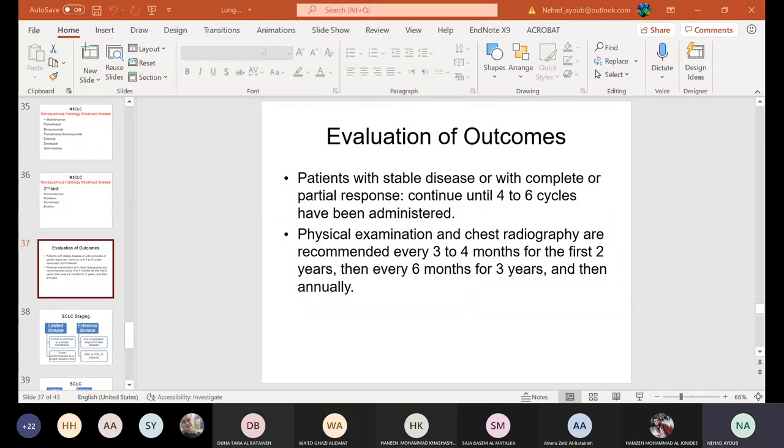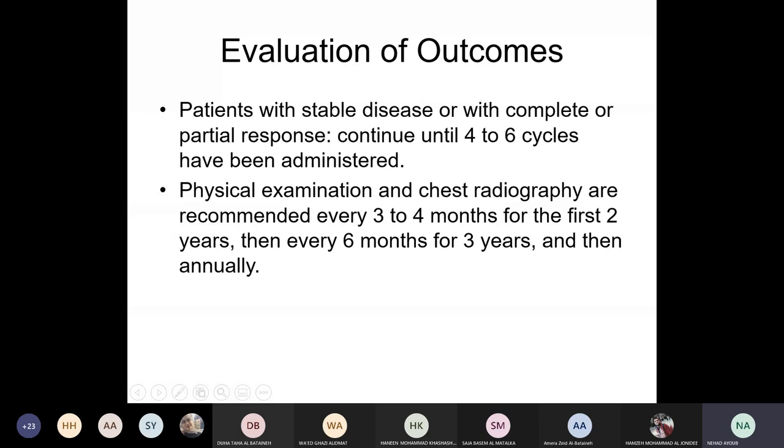Okay, today we will finish lung cancer, inshallah, and start prostate cancer.